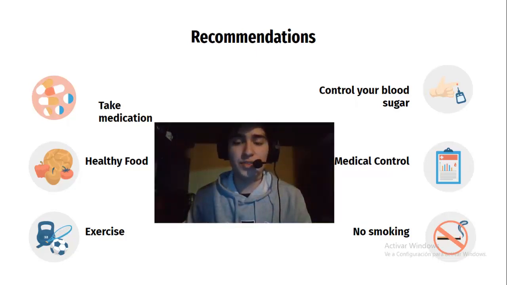Nicotine increases blood sugar levels and makes them harder to manage. Then they shouldn't smoke.